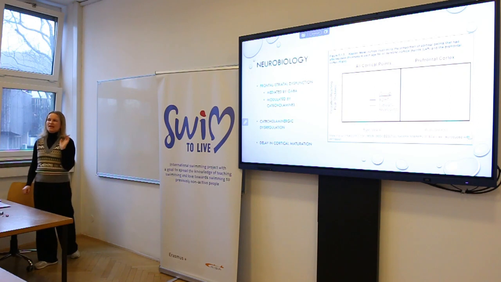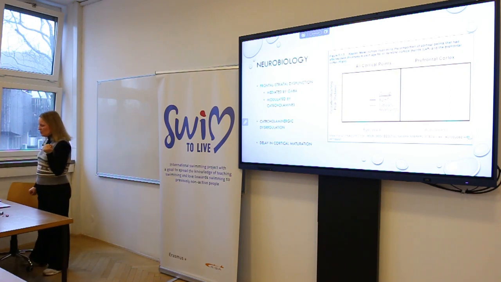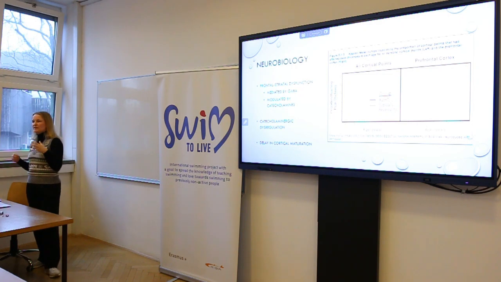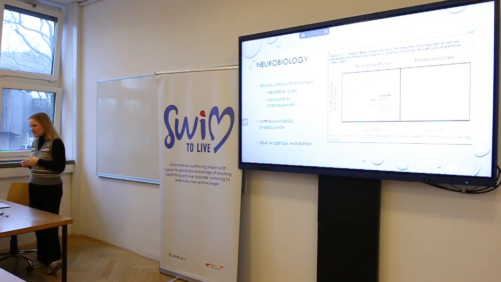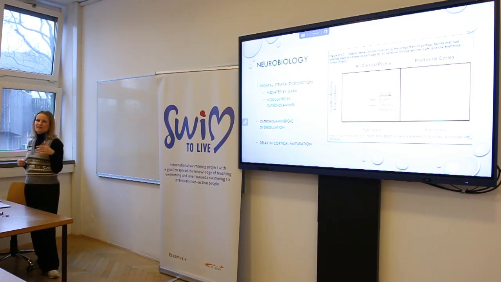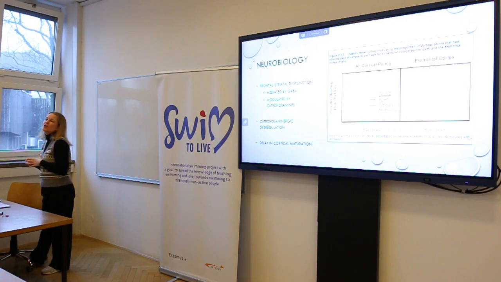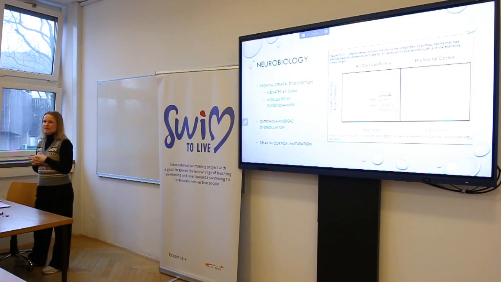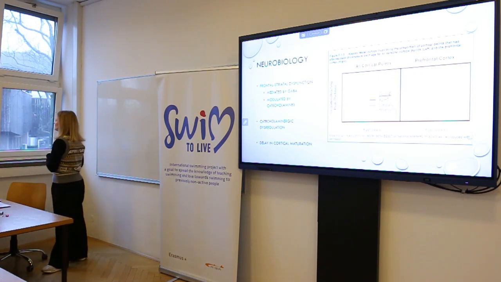So just a couple of slides from neurobiology. We know that there is a dysfunction in the brain, like they knew in 1902 or whatever, but they couldn't prove it. But now we know that there is a frontal striatal dysfunction mediated by one neurotransmitter called GABA, and it is auto-modulated by catecholamines. There is a dysregulation in neurotransmitters, especially noradrenaline and dopamine. And also we know that there is a delayed cortical maturation. So what does that mean?